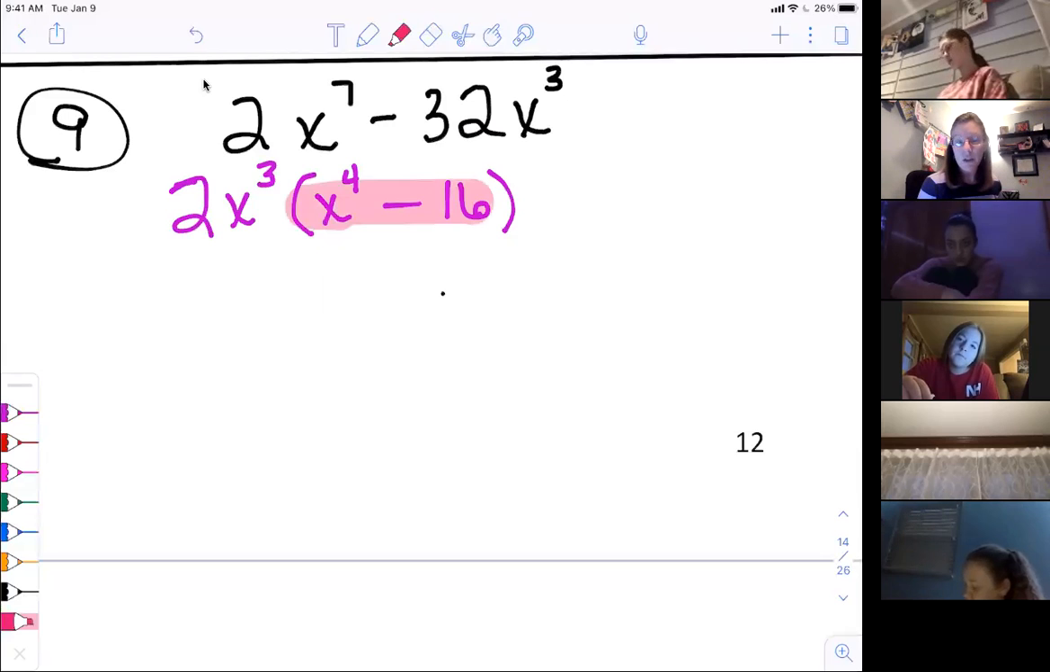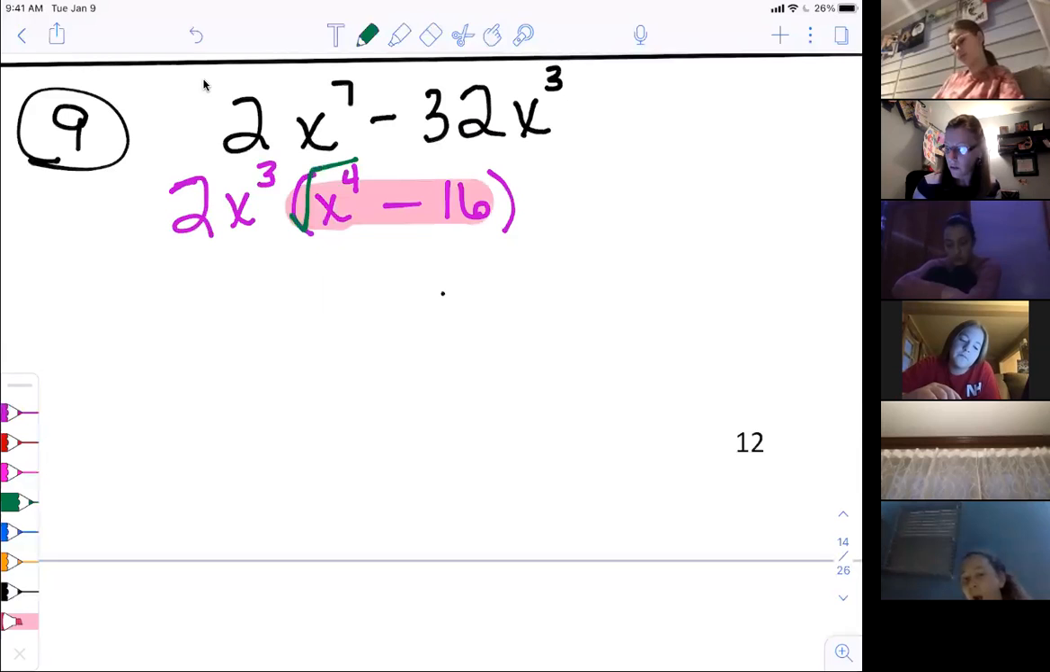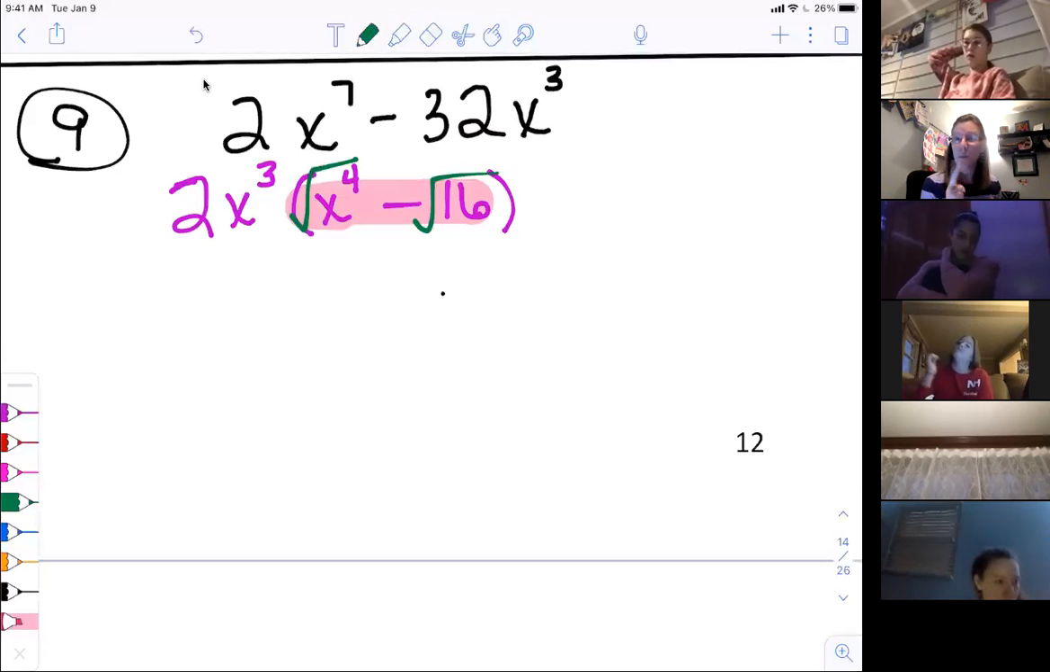The first thing I would check would be, can I take the square root of these? So can you take the square root of x to the 4th? Well, what times what would make it x to the 4th? That's what a square root means. Can I take the square root of 16? Or can I take the cube root of x to the 4th or the cube root of 16? Because those are the 2 patterns that we have that we can kind of use.